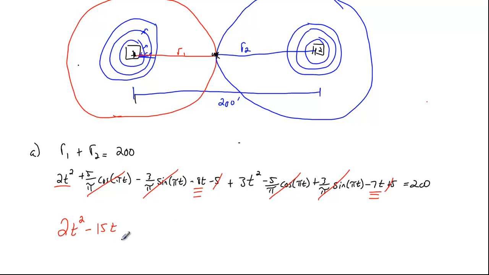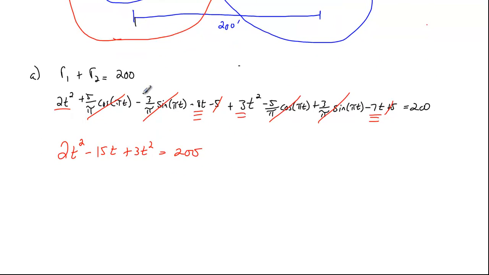Oh, and I still have my 3t squared. I didn't see that there. So I have my 3t squared, and this equals 200. Let me make sure I do that correctly. Minus 8t minus 7t gives you minus 15t. Okay, perfect. So we're on the right track.